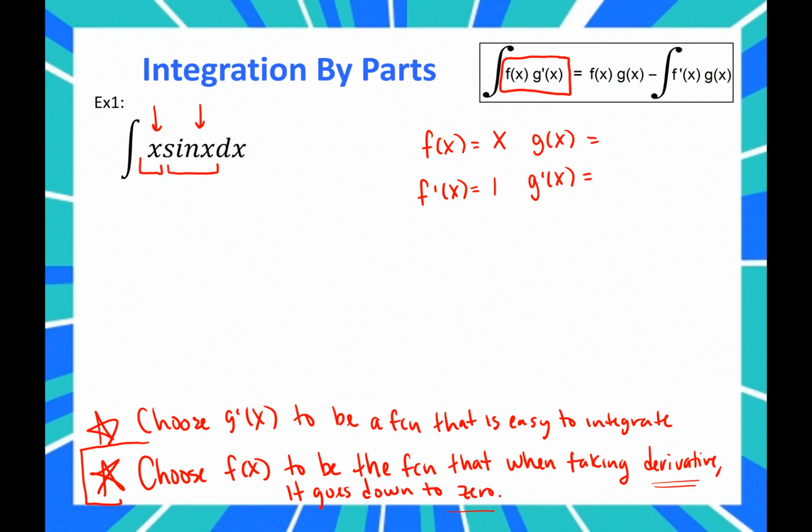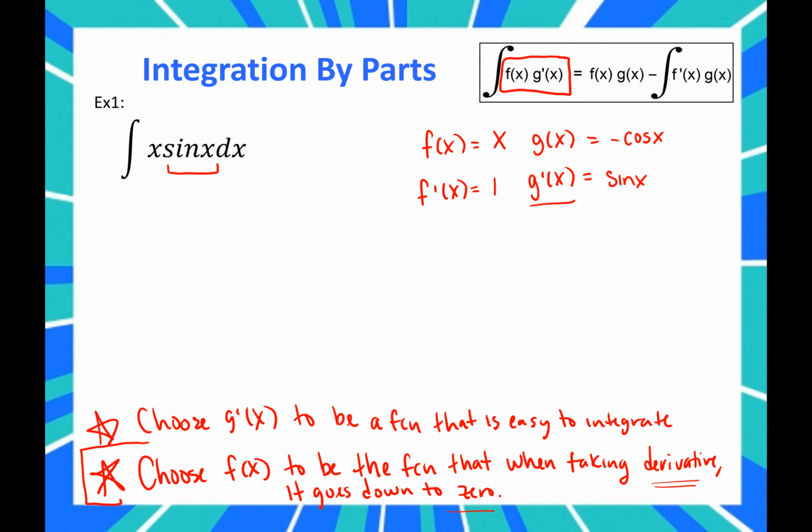All right, now which one are we going to choose to be g prime of x? Well, we're going to choose the other one, in this case sine of x. And notice how I put it down here, because that's g prime of x. I want g prime of x. Now integrating this, I'm going to take a guess and say cosine x. Is it true that the derivative of cosine is sine? Actually, it's not true. We're going to have to put a negative here.